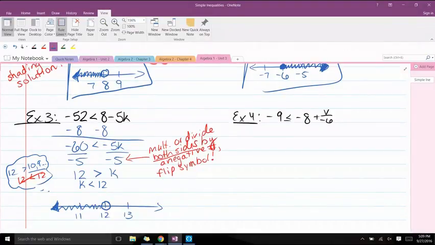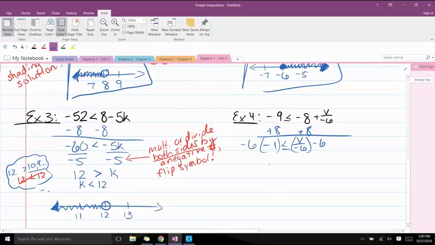Okay, so I'm going to add 8. Now that you're back with me, negative 1 is less than or equal to v over negative 6. I'm going to multiply each side by negative 6, and we get 6 and v. Now notice I multiplied both sides by a negative, so I need to flip my symbol to be greater than. Now if it's helpful, remember we just talked about in the last problem, rewrite this as, since 6 is greater than or equal to v, v is less than or equal to 6.